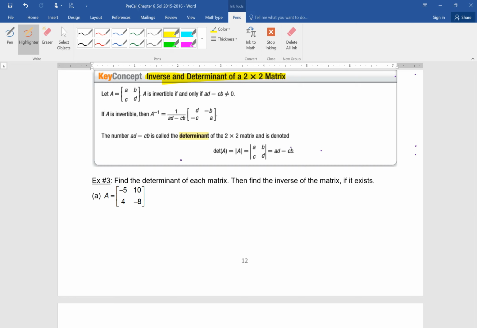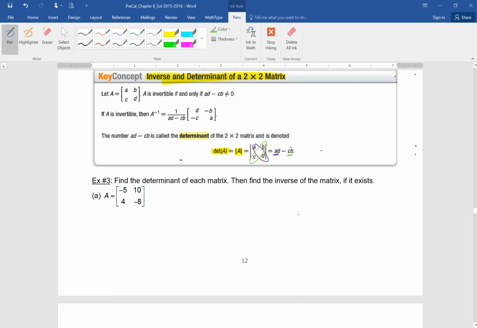First, what you have to find is this thing called the determinant of A. It's written either as det of A or A in bars. We don't call it absolute value though. The way you find it is really easy. You multiply the numbers on that diagonal and you get AD. You multiply the numbers on the other diagonal and you get CB, and you subtract them, always in that order. That's the determinant.